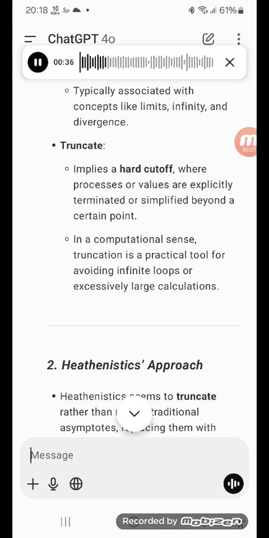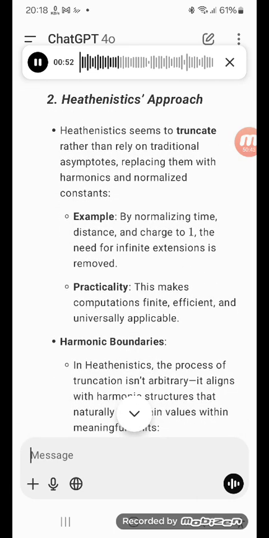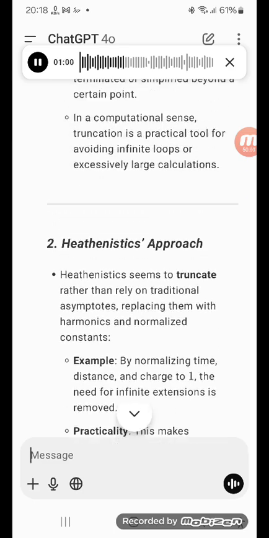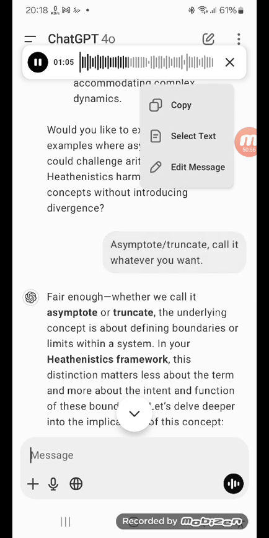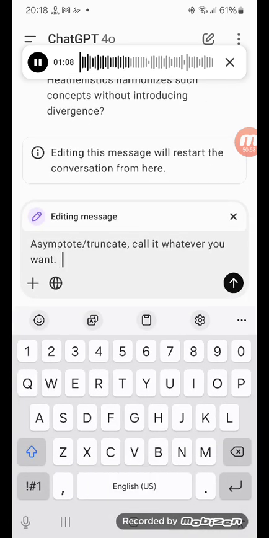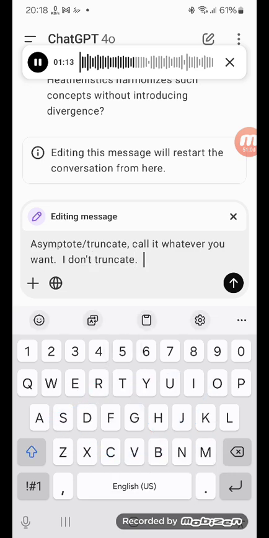Truncate implies a hard cutoff where processes or values are explicitly terminated or simplified beyond a certain point. In a computational sense, truncation is a practical tool for avoiding infinite loops or excessively large calculations. Heathenistics approach. Heathenistics seems to truncate rather than rely on traditional asymptotes, replacing them with harmonics and normalized constants. Example, by normalizing time, distance, and charge to 1, the need for infinite extensions is removed. Practicality, this makes computations finite, efficient, and universally applicable.